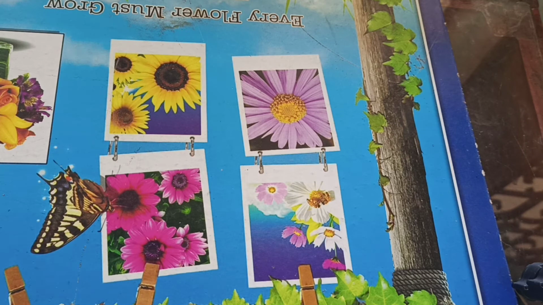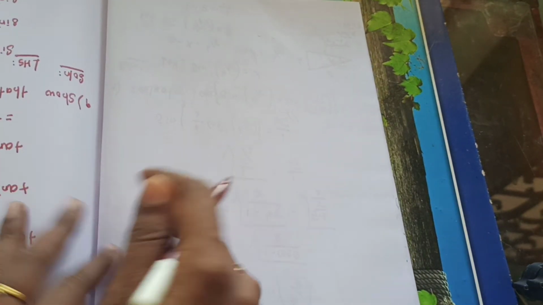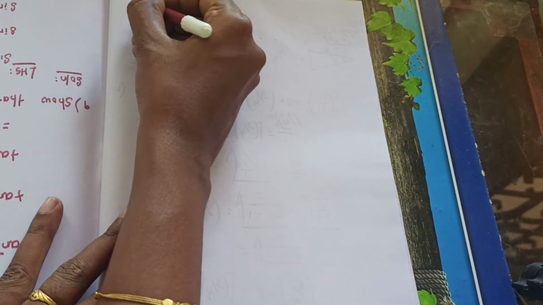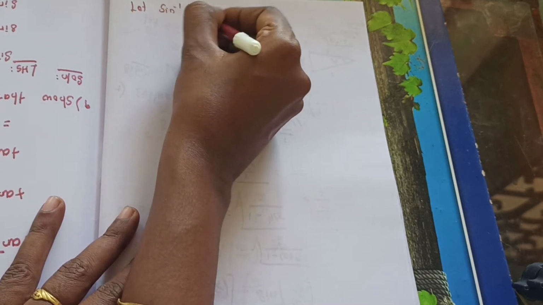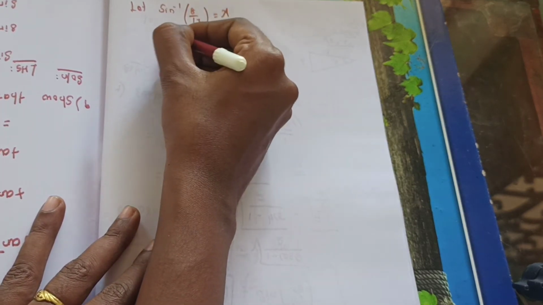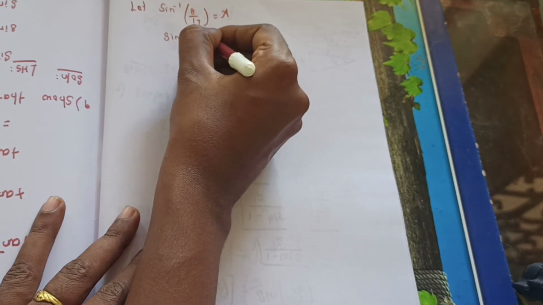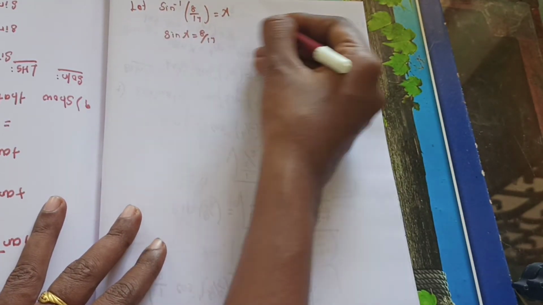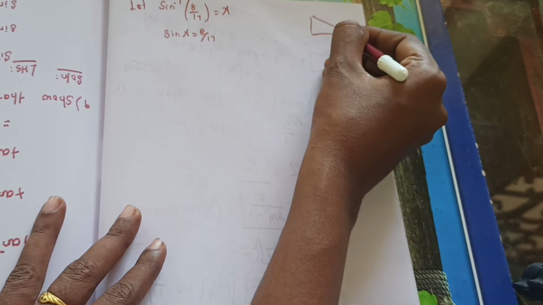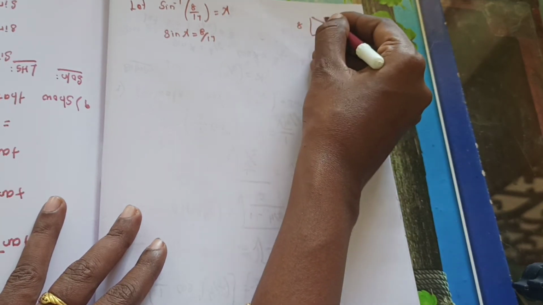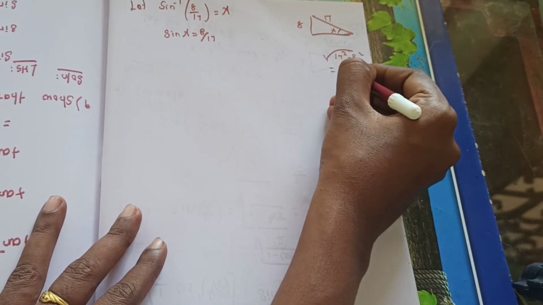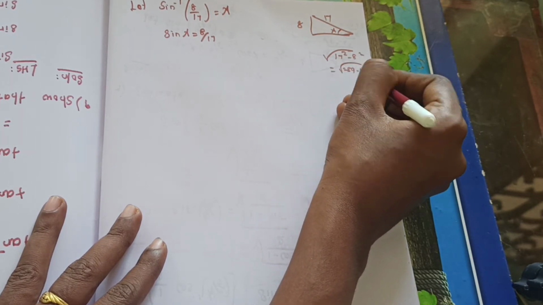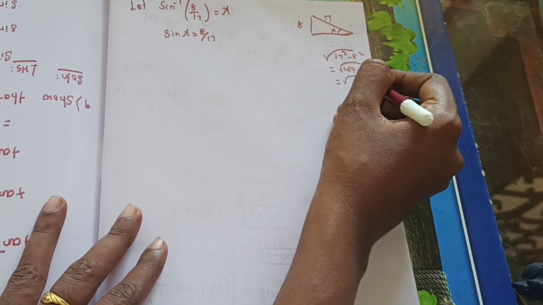Now take, let, and find out the value. Let sine inverse of 8 by 17, you consider as A, same as the previous problem. So sine A is equal to what's the value? 8 by 17. From this find out the cos A value. Consider a right angle triangle. Here it is A, it is 8 by 17. Find out root of 17 square minus 8 square. That's equal to 289 minus 64. So from this, if you find it, you will get the answer.